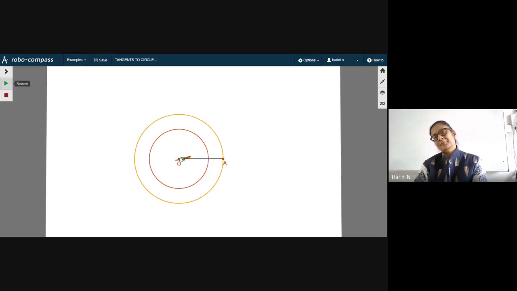Do it. I'm not going to guide you. I'm not going to play the construction. I'll wait for 2 minutes. You will complete it. Then I will show you here how I have done it. Bisect OA by drawing its perpendicular bisector. Come on, do it.